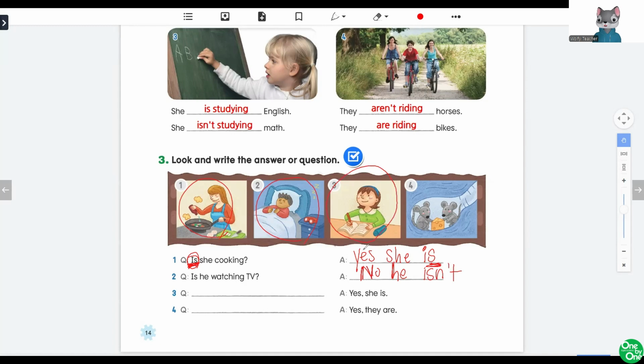How do we put this into a question? Is, it's a girl, so we need to use the word is. Is, what is she doing? Is she, yep, doing homework? Very good. Is she doing homework? Yes, she is. And don't forget the question mark at the very end. Let's try number 4. What are they doing?